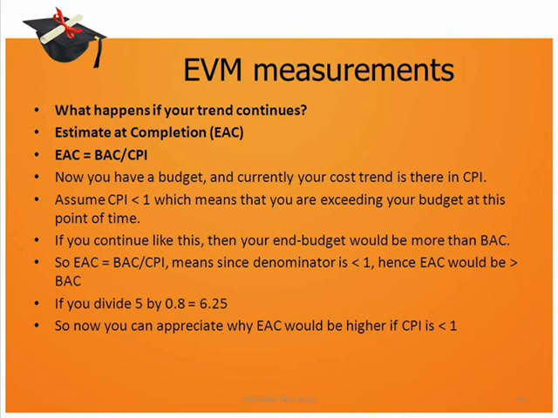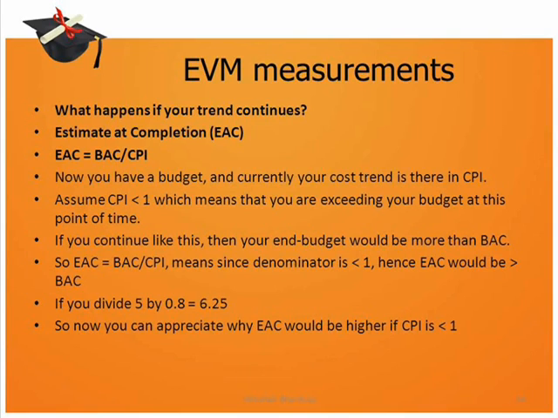Now to understand this formula, you have your budget, which is BAC, and your cost trend is reflected in CPI, as we had mentioned that these ratios represent the trend. Assume that your CPI is less than 1, which means that currently at that point of time you are over budget. Now if you continue like this, then you would end up more than BAC in terms of your budget.